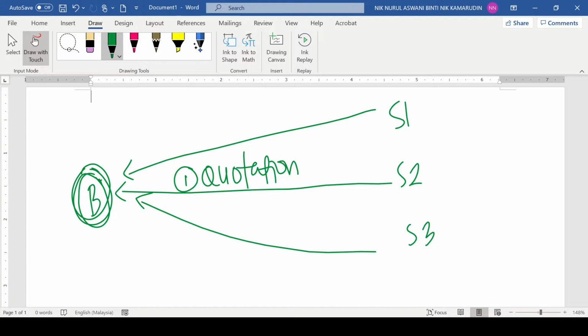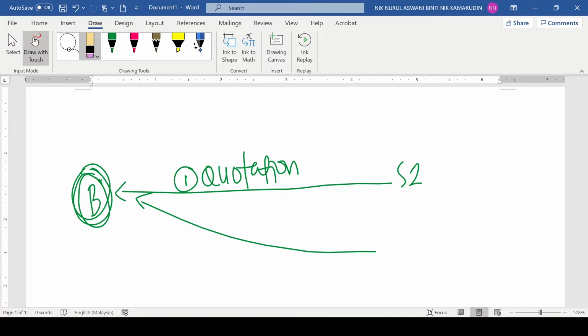Let's say we have decided that we want to order from supplier 2, because we like the quality of the goods that they offer and the price is reasonable, given the quality of the goods. So I'm going to eliminate the other suppliers. We decide to order from supplier 2.